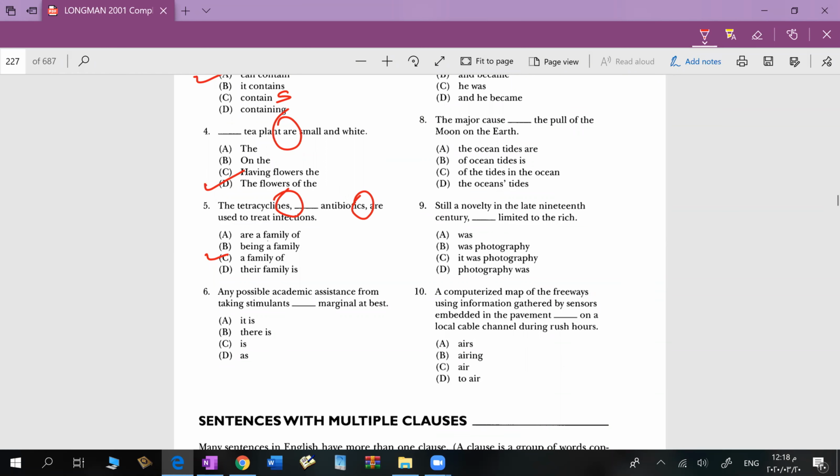Number 6: any possible academic assistance from taking stimulants? Marginal at best. Any possible academic assistance is the subject. From taking stimulants is a prepositional phrase. Marginal at best. Is. Thank you very much. Is.